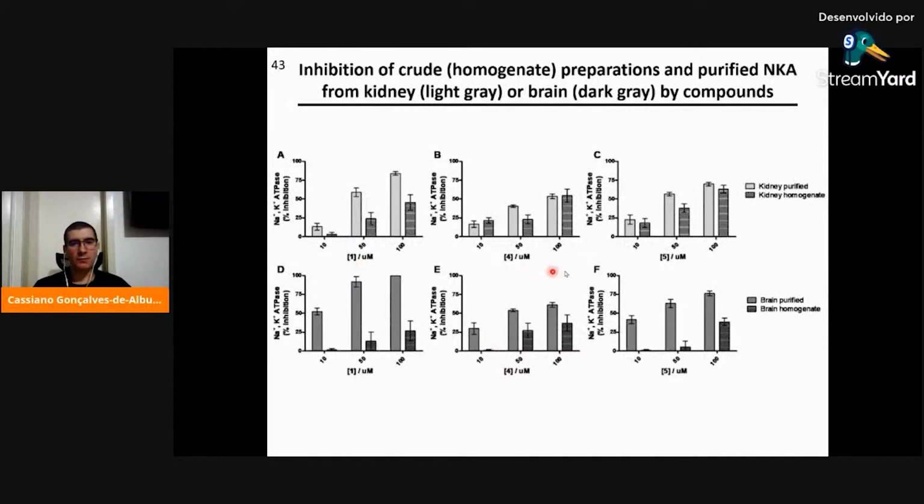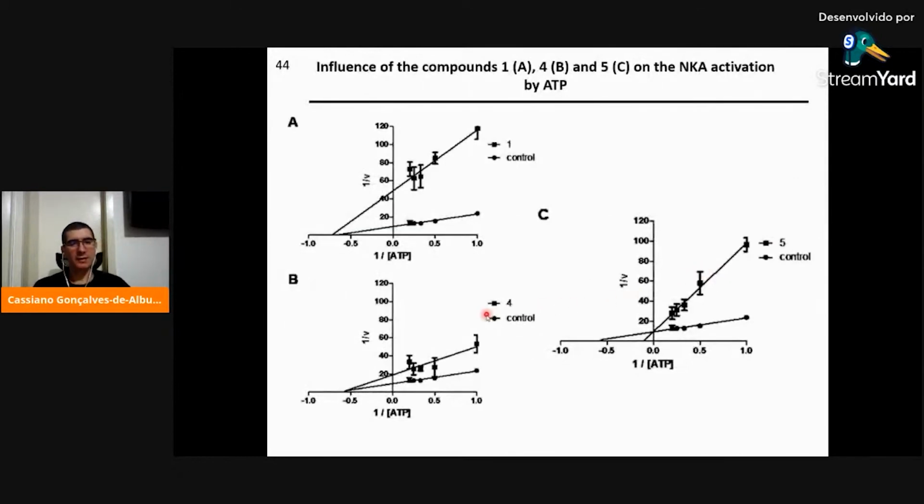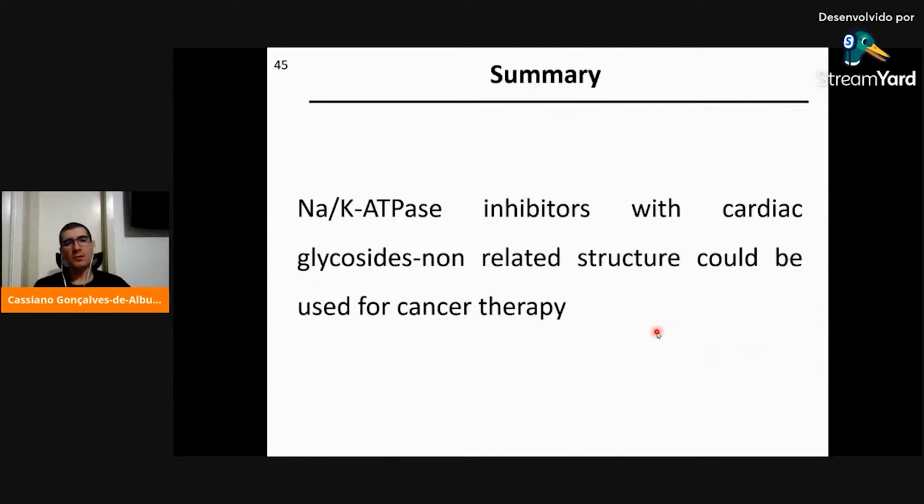Compounds 1, 4, and 5 inhibit sodium-potassium ATPase with higher potency in purified preparation from kidney and brain, and in crude preparation. Interestingly, compounds 1 and 4 present a non-competitive inhibition, while compound 5 is a competitive inhibitor. So, sodium-potassium ATPase inhibitors with cardiac glycoside non-related structure could be used for cancer therapy.